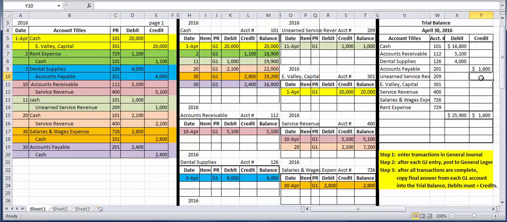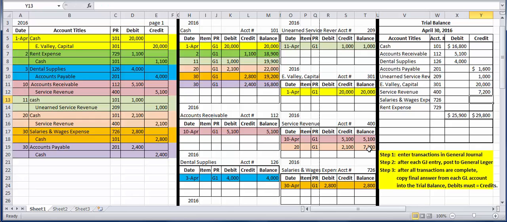Okay. Unearned revenue, another liability account. I owe someone a service. So that's going to be a credit balance. Capital, Emily Valley Capital. Capital is part of credit. It too carries a credit balance. You've got to know your debit and your credit if you want to end up putting these in the right spots. Revenue, another credit account.